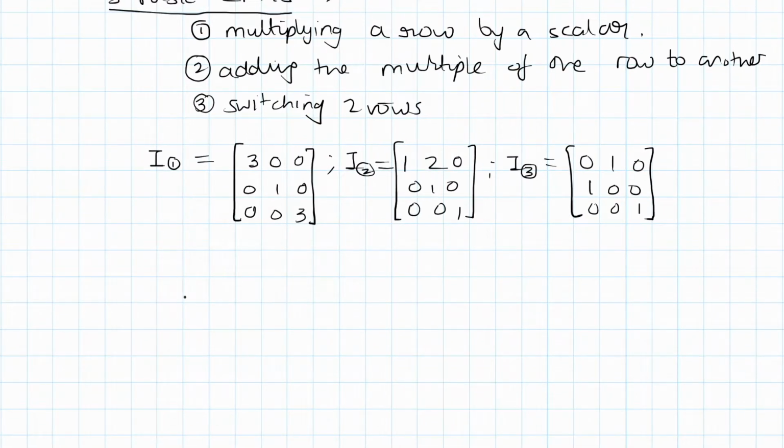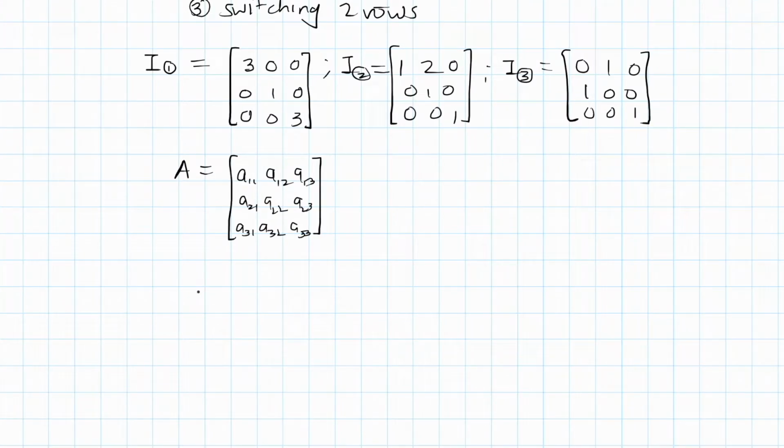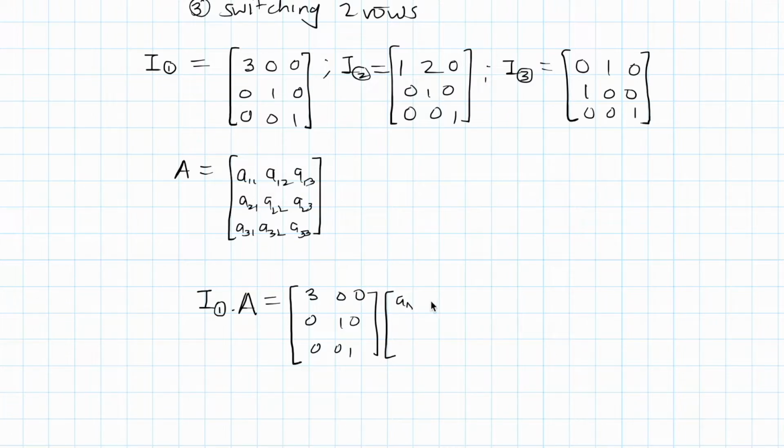Now let me tell you something quite amazing right here, which is, again, linear algebra is quite amazing. So let's say I have a matrix A with the elements A11, A12, A13, A21, A22, A23, A31, A32, A33. Now notice what I'll do here. Observe. Let me say I1 matrix multiplication by A. So what will that be? 3 0 0 0 1 0 0 0 1 multiplied by A11, A12, A13, A21, A22, A23, A31, A32, A33.